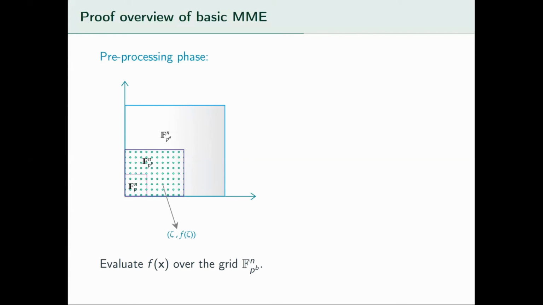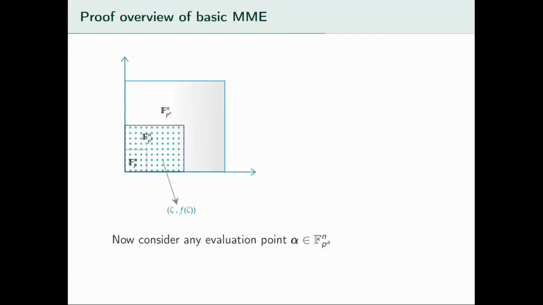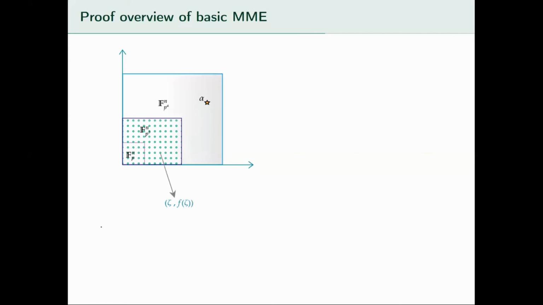Okay, now we see any point alpha. So where can this alpha lie? Alpha can lie anywhere in the whole grid. And if it lies in (F_p^b)^n, then it is not interesting because we have already evaluated our polynomial on this grid. So let's say it lies somewhere in this region where we have not evaluated f. So these green points indicate that we have already evaluated our polynomial f on them. Let's say this point is alpha.